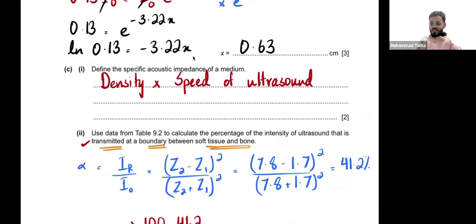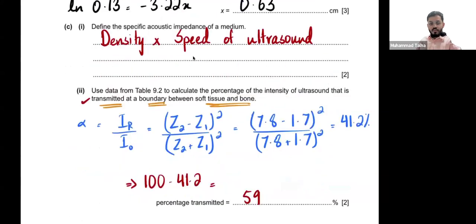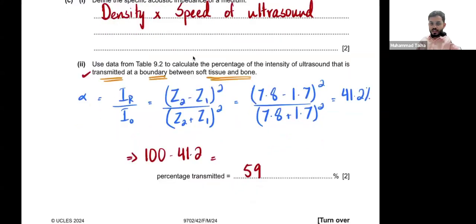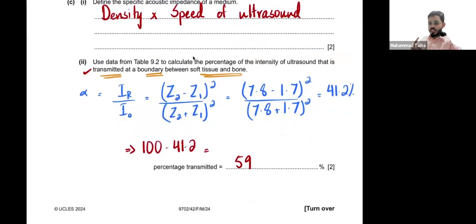All right, I don't know if I repeated myself. So difference squared in the numerator, sum squared in the denominator turns out to be 41.2%. So if 41.2% is reflected, this means the remaining, which is 58.6, so 59% is what is transmitted. Next part is really important.